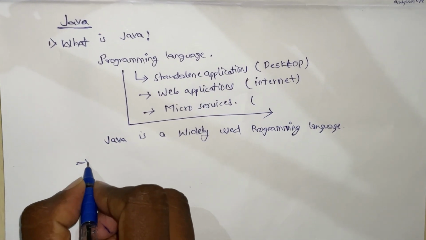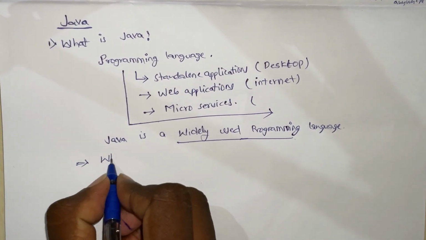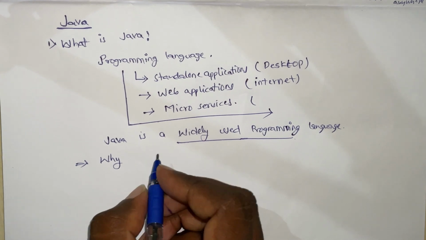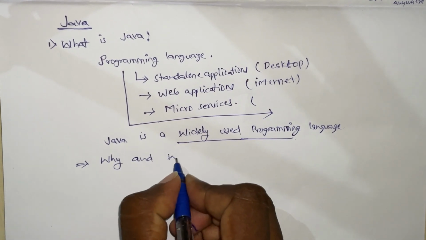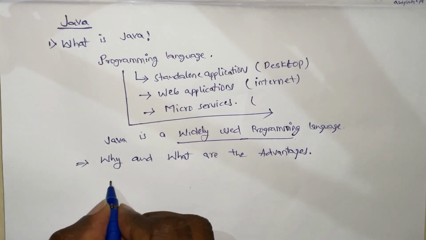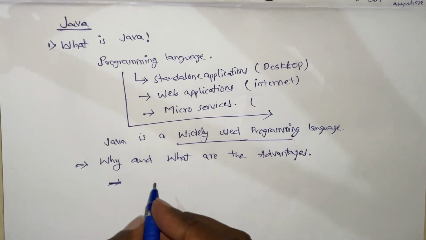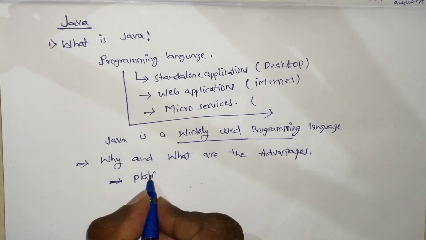Since we are saying it is a widely used programming language, why is Java widely used? What are the uses? What are the advantages? So coming to the advantages, the first advantage we can say is platform independent.